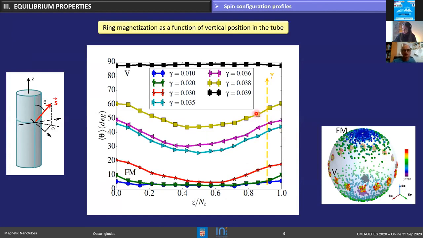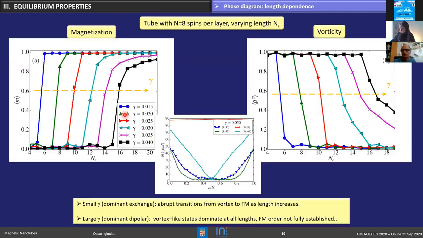So in order to better understand this, we can see here the angle that the spins form across the tube length as a function of the dipole interaction parameter. And we see that we go from ferromagnetic states, which have all spins aligned, to spins aligned at 90 degrees, forming a complete perfect vortex. And in between, we see these helicoidal structures characterized by intermediate values of the angle theta.